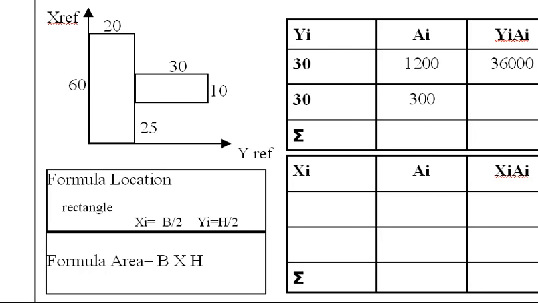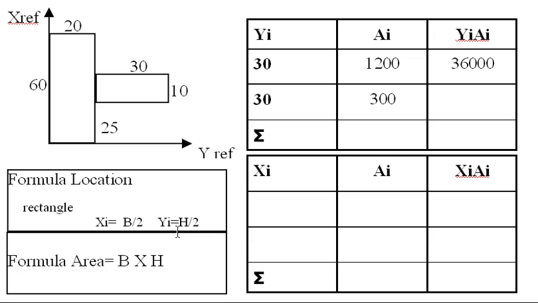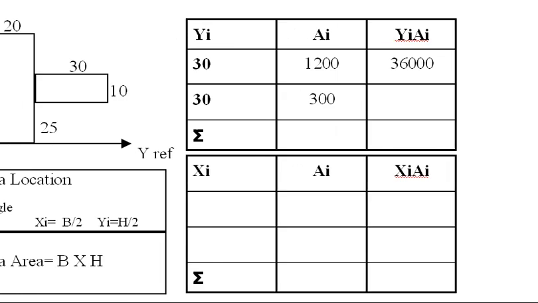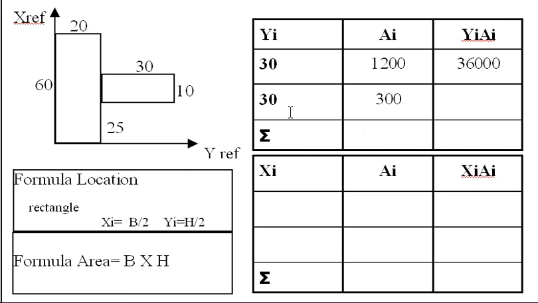You can see we're going to use the formulas that are right here to find the location of a centroid. You use the formula base divided by 2 if you're going in the x direction. So we'll use this formula down here on this table. And yi is h divided by 2. So we're in the y table right now, and we'll use that table to fill in the information.